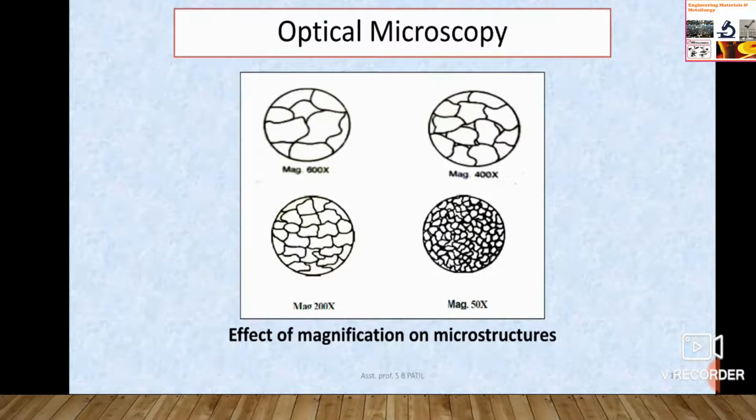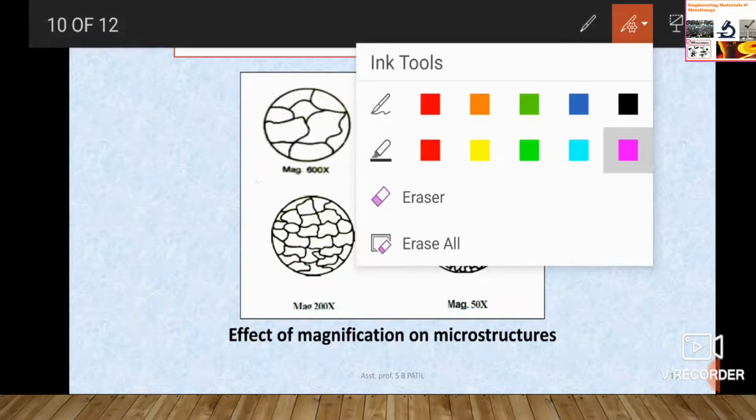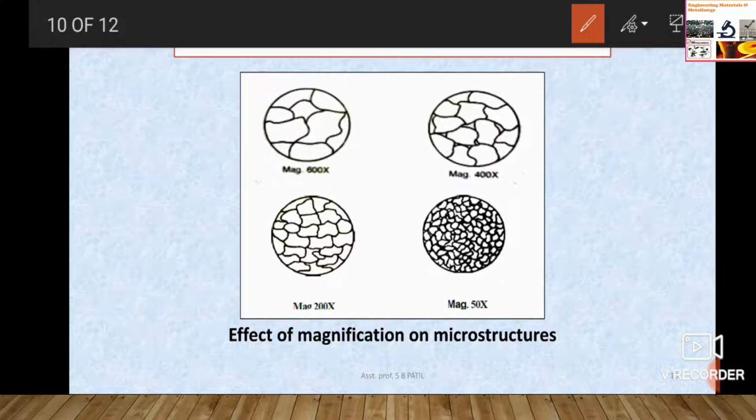So these are some images of different microstructures taken at different magnifications, say 600x, here magnification 400x, here say it is 50x, say it is 200x. So, the effect of magnification on microstructures.